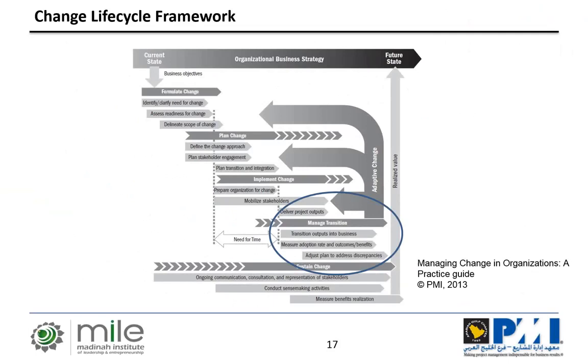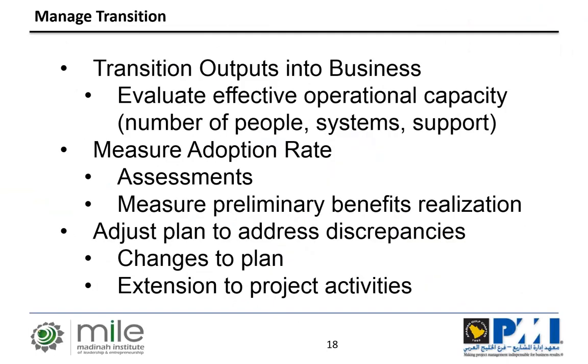So how do we manage transition? The first thing that we have to do is to evaluate our operational capacity, that to operate or to really manage the changes that we are executing, we have the right number of people, we have the systems, we have the support that we need. So once we're sure that we have that, we have to make sure that we start measuring how things are being adopted by the organization. So here we come again. We have to assess based on the results.